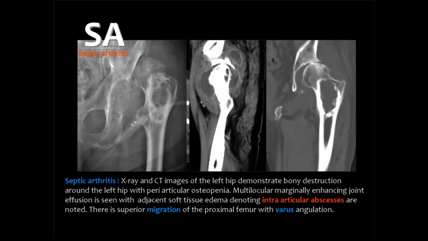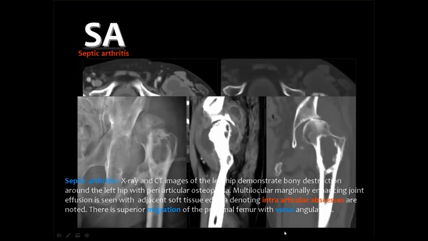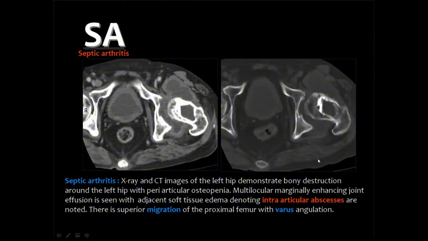And another example of septic arthritis, and you see the collection of fluid inside the joint, and these fluids are marginally enhancing, denoting the presence of abscesses. Also, you see the migration of the femoral head and also the varus deformity. And here are the axial images where you get thick marginally enhancing collections denoting abscesses, areas of destructive bony changes representing the osteomyelitis.